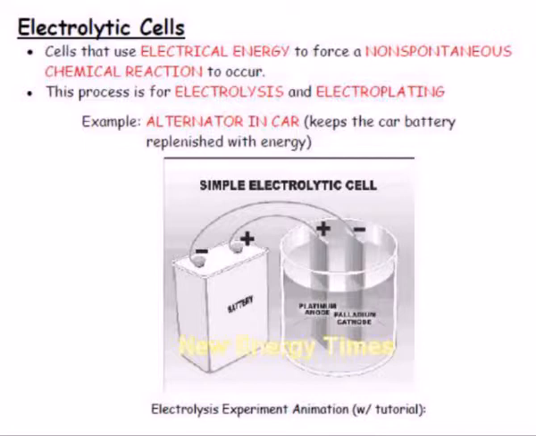All right. This is your alternator in your car. It keeps the car battery replenished. So like we said, you can use kind of electrolytic and wet cells together because the alternator allows it to become that electrolytic where it's supplying it to let it go in that reversible reaction in your car battery. All right? Keeps replenishing it.